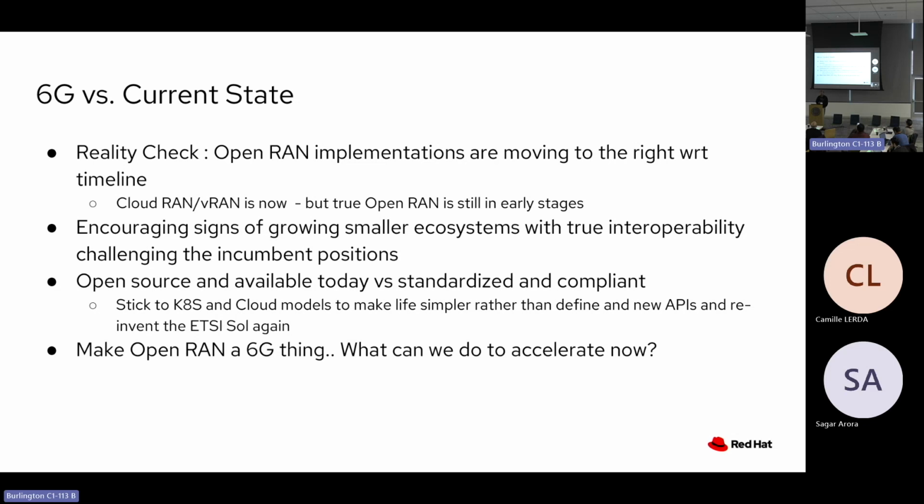From a reality check perspective, Open RAN implementations are still moving to the right. I had a lot of hope for 23 that we would have some really large implementations. We have seen a few. I think there are more coming in 24, but I still see that sliding because of various challenges that I mentioned and various conversations that we've had as part of this panel, right? There are encouraging signs in terms of growing ecosystems and true interoperability, but let's not make Open RAN a 6G thing. Let's try to get Open RAN going now so that when 6G comes along or when some of those advanced things come along, we are really truly operating at scale.